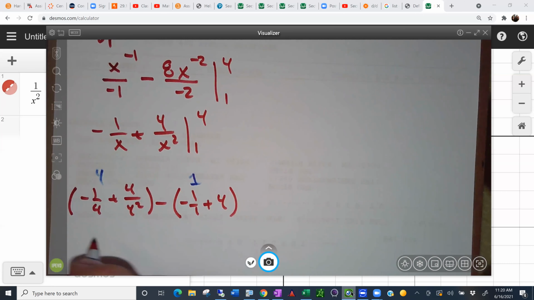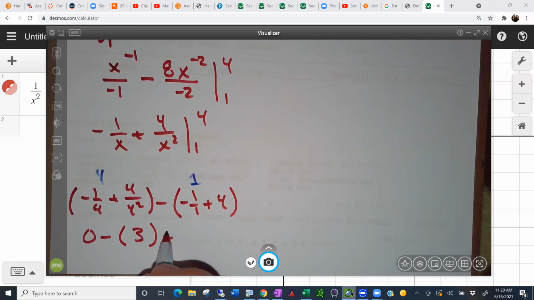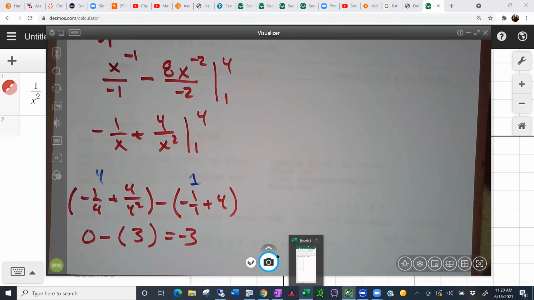0 minus 3. So negative 3. Yay. Let's just double check ourselves. I'm not sure why my graphing calculator software isn't working for me today, but we can check it this way.